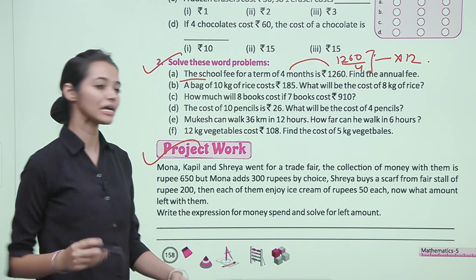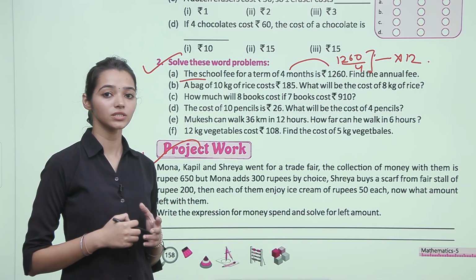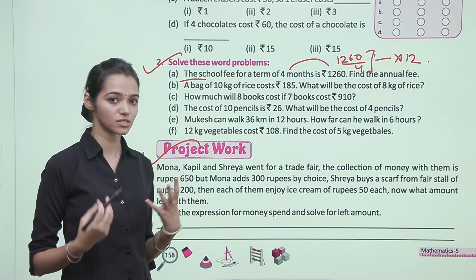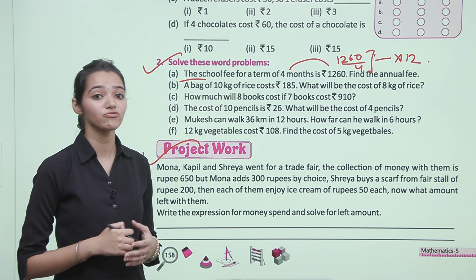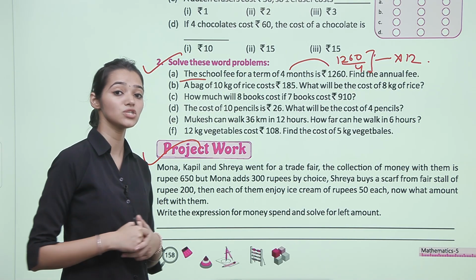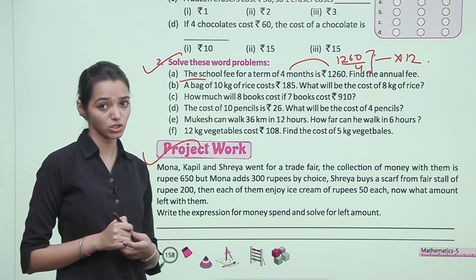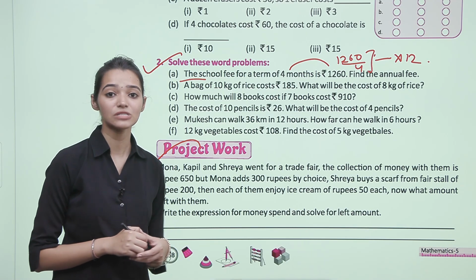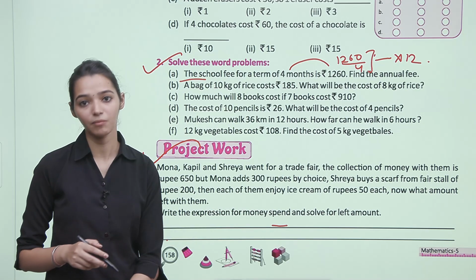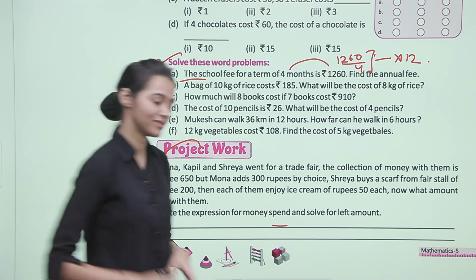Now project work. Mona, Kapil and Shreya went to a trade fair. The collection of money with them is 650 rupees, but Mona adds 300 rupees by choice. Shreya buys a scarf from a fair stall for 200 rupees and then each of them enjoys ice cream of 50 rupees each. Now what amount will be left with them? We have to find the expression for money spent and solve for the left amount. That you have to do by yourself.